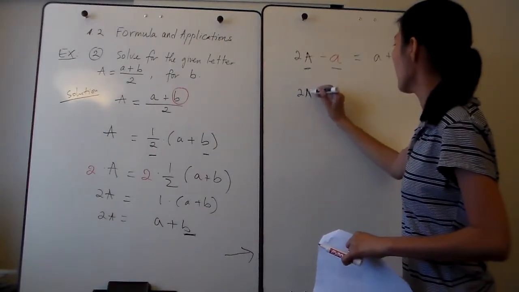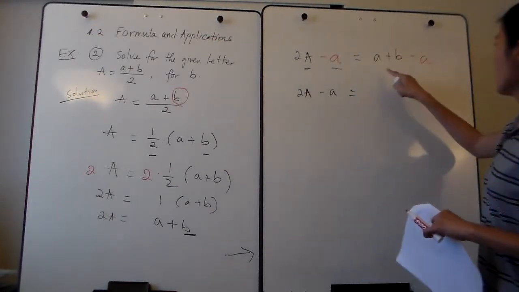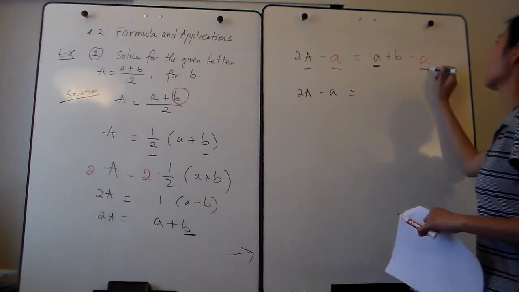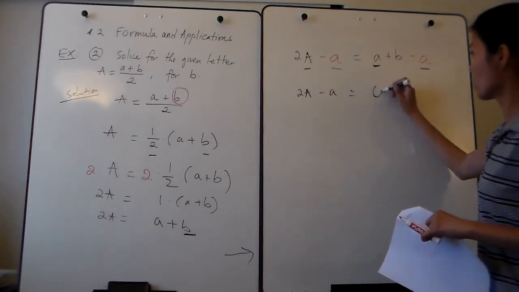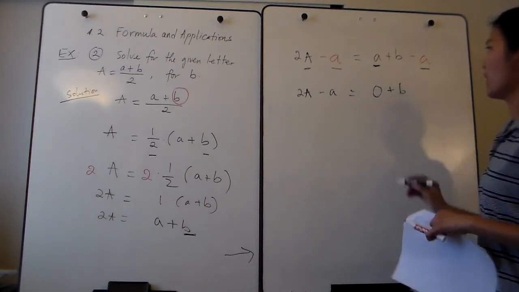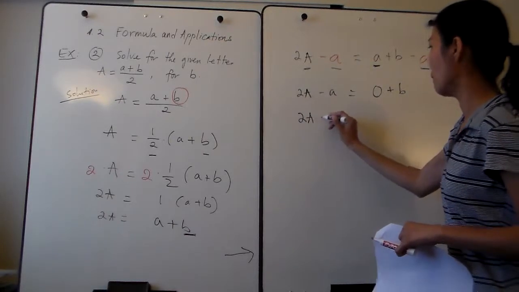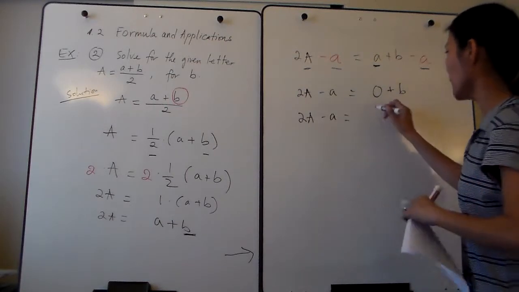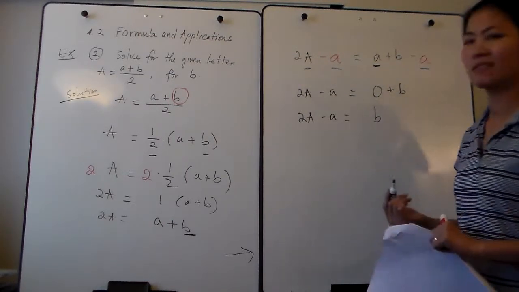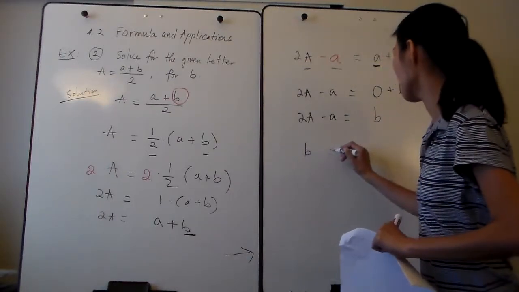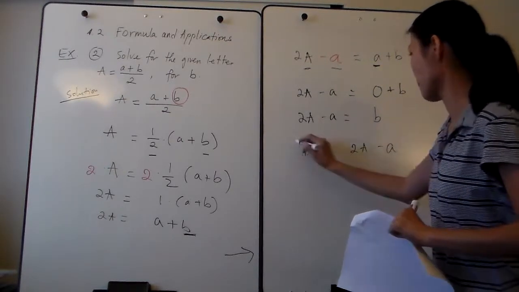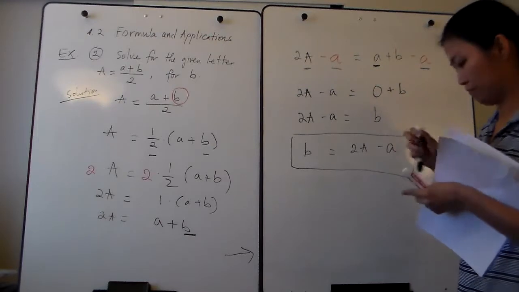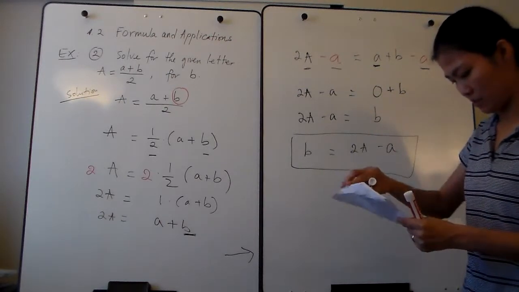So 2A minus a equal to, simplify as much as possible. We have like terms right here. a subtract a is 0. Don't forget the b right here. And then simplify further, we have 2A minus a equal to 0 plus b is b, which is what we're looking for. And just the last step, rewriting b equal to 2A minus a. And we're looking for b. So this is the answer.